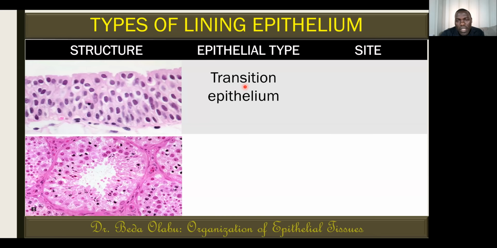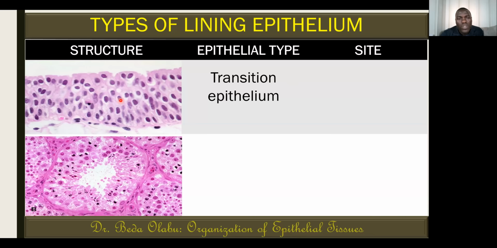So how do you pick transition epithelium? It will be kind of stratified cuboidal or stratified columnar. But then, importantly, on top, you'll see a bumpy appearance of the cells, like the top of an umbrella, or the top of a mushroom, those mushrooms that have not yet everted. So that appearance of the top of an umbrella is what gives away transition epithelium.